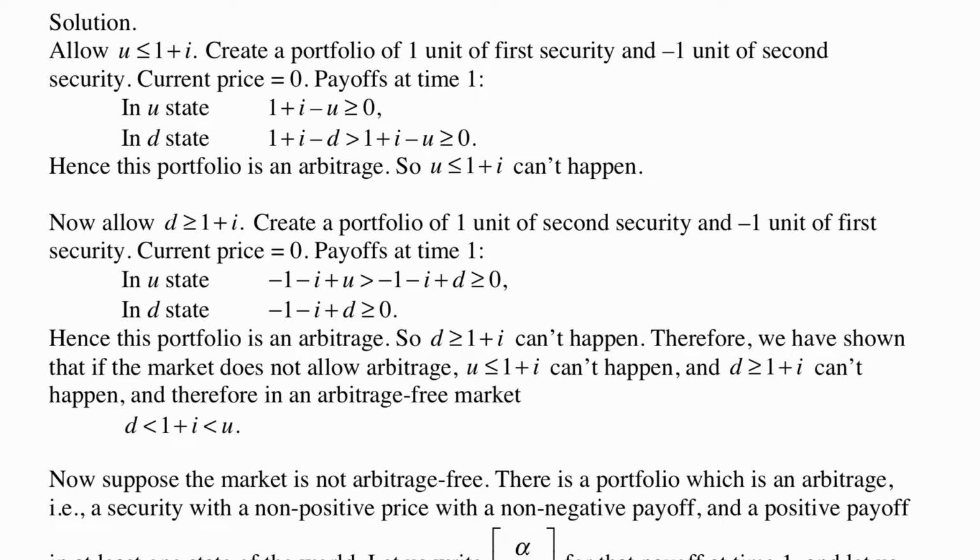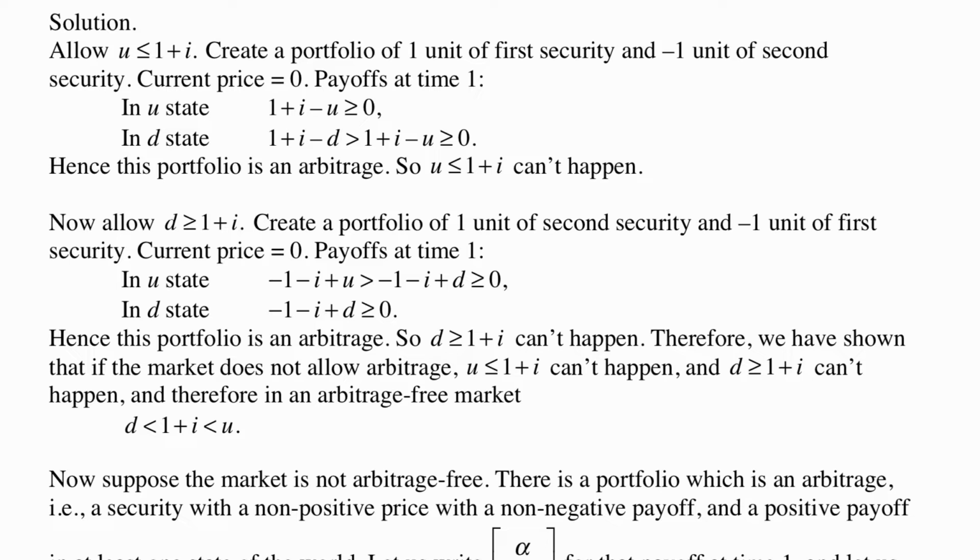Allow U to be less than or equal to 1 + I. Create a portfolio of 1 unit of the first security and -1 unit of the second security. The current price will be 0. We assume there are no trading costs, no taxes, things like that, and you can buy anything and short anything. So the current price is 0, 1 minus 1.